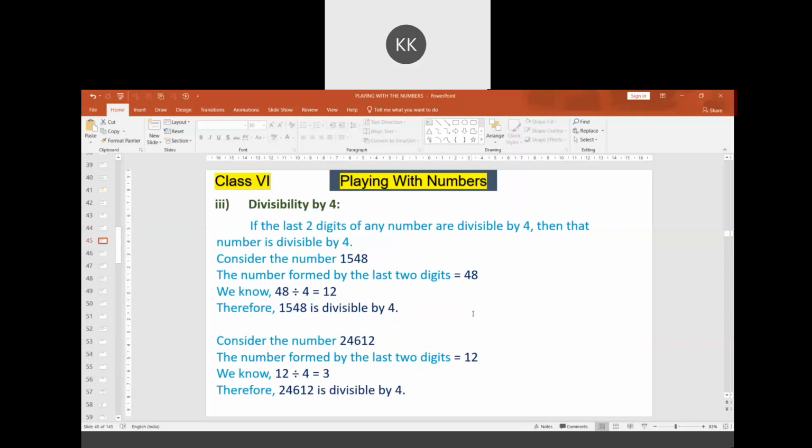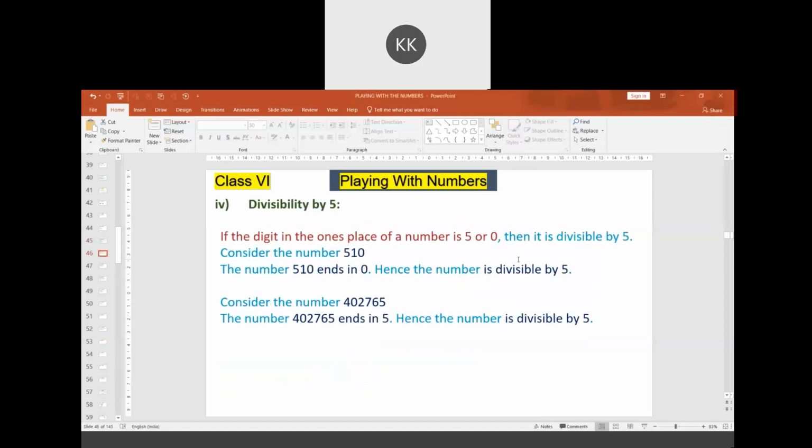Then we learned test for divisibility by 4. If the number ends with two zeros, it is always divisible by 4. And also the number found by the last two digits, if it is divisible by 4, then the number is divisible by 4. Then we discussed test for divisibility by 5.